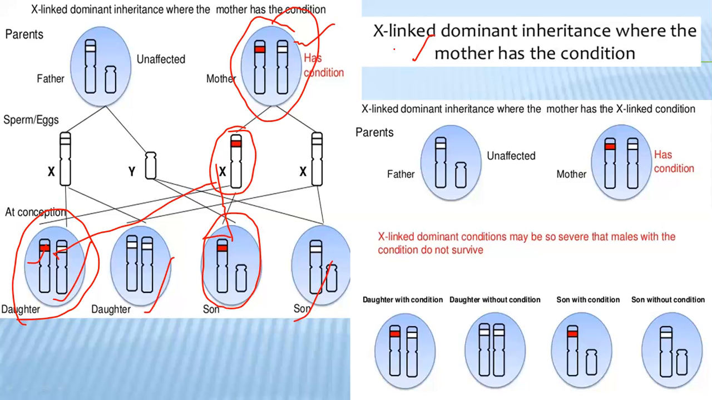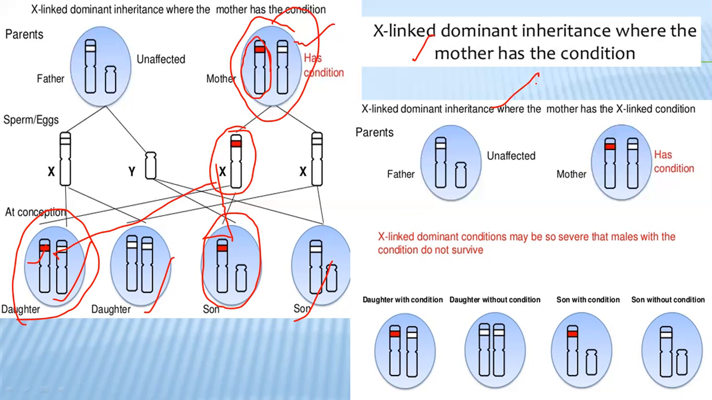So in dominant inheritance, if one chromosome has the affected gene, then definitely, wherever it goes, in the male or female, the daughter or son, those will be the defective ones.